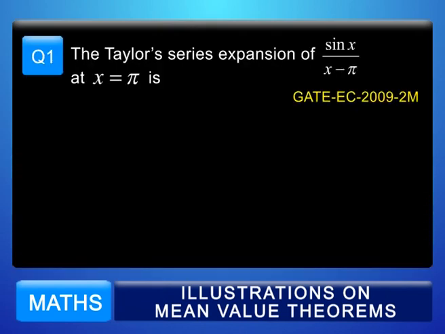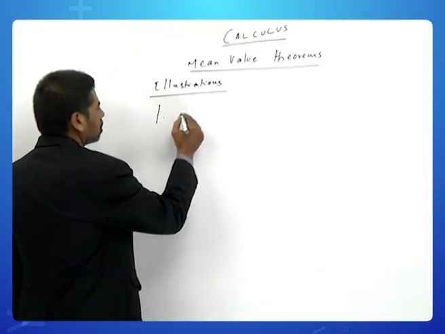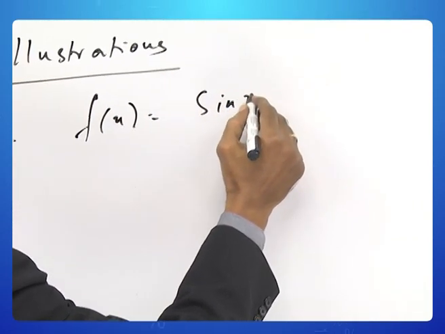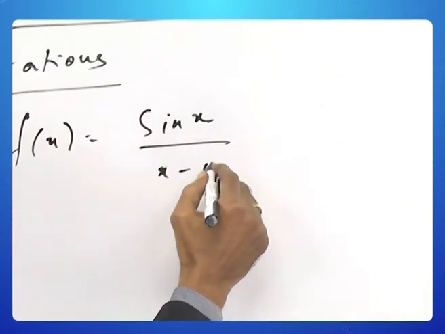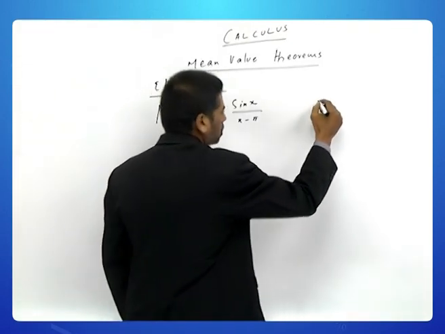Question number 1. The Taylor series expansion of sin x by x minus pi at x is equal to pi. So, let us take f of x is equal to sin x by x minus pi. We want a Taylor's expansion about x is equal to pi.